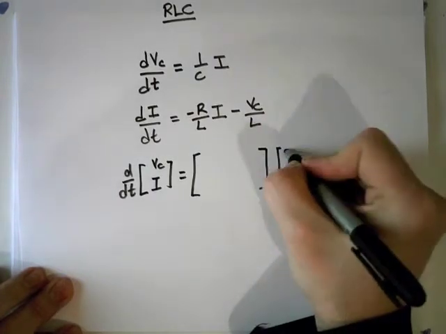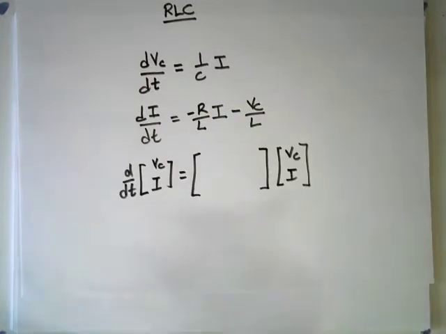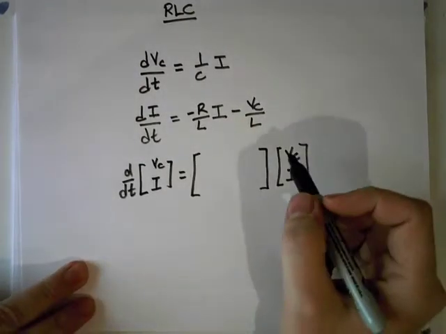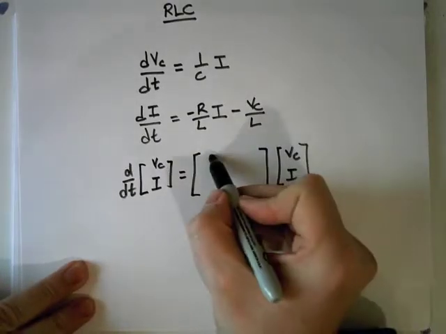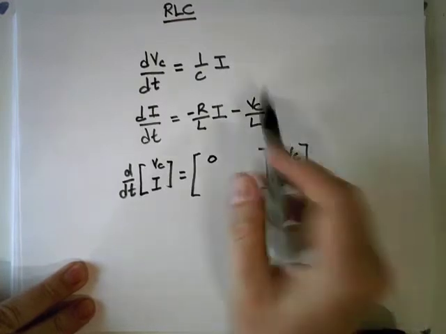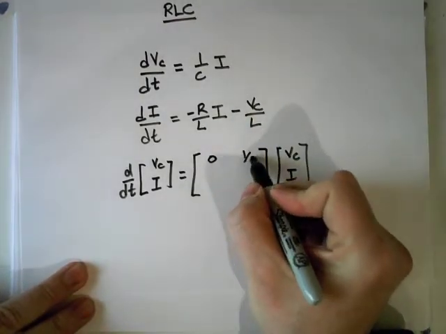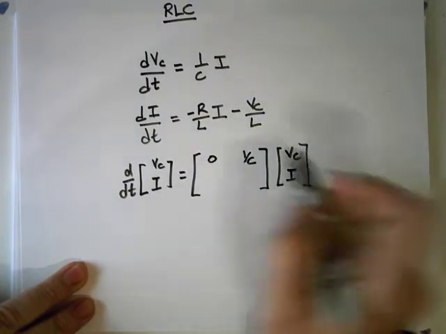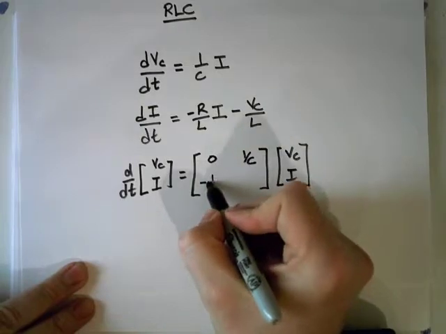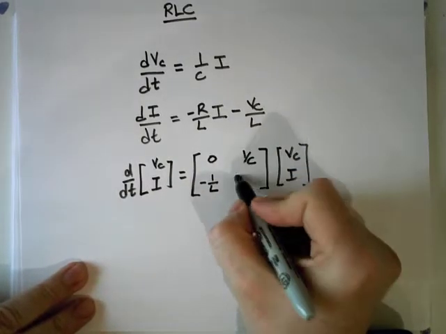Right, and then here's my v sub c, here's my I. And so here's my first equation for this system. That would be a 0 here. I'm just looking up here, right? And then this would be 1 over c. And then for my second equation, I would get negative 1 over L. It goes with the v sub c. And then I get negative 1 over r.